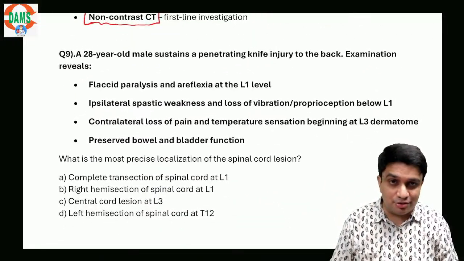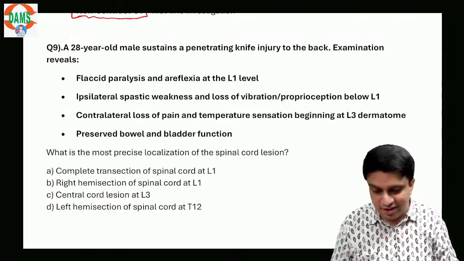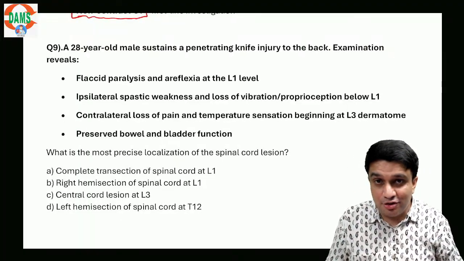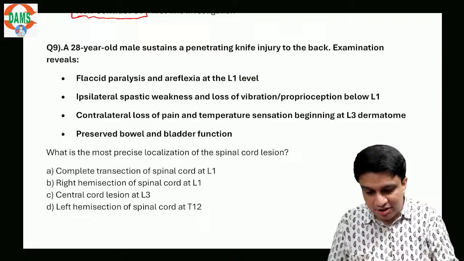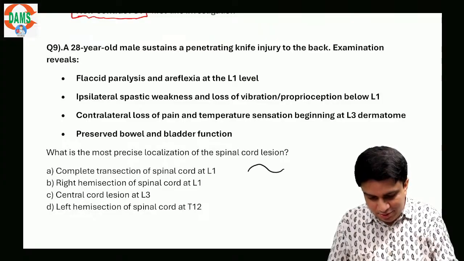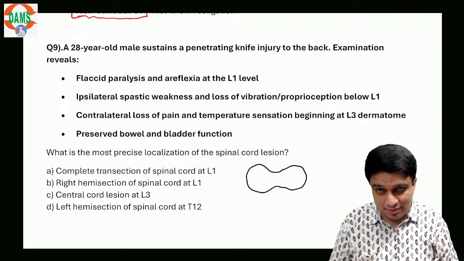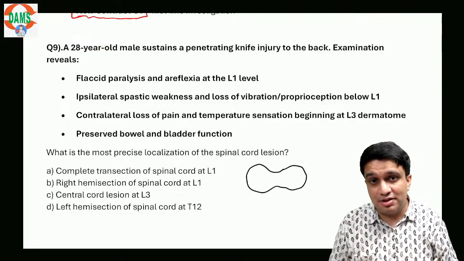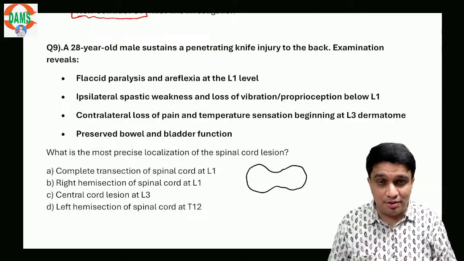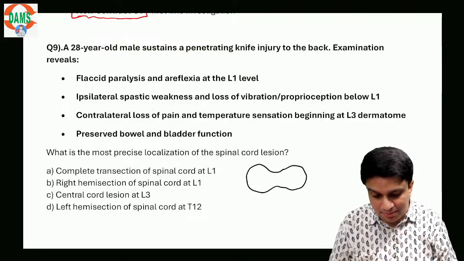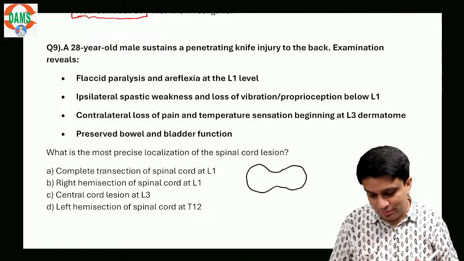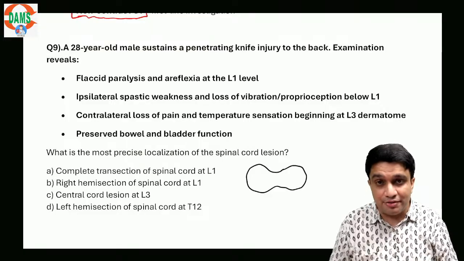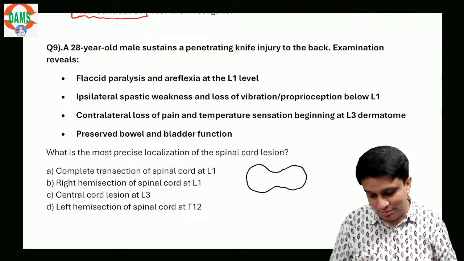Now comes the next question. A 28-year-old male sustains a penetrating knife injury to the back. Patient is having flaccid paraplegia and areflexia at the level of L1. Ipsilateral spastic weakness and loss of vibration below L1. Contralateral loss of pain and temperature at the L3 dermatome. Preserved bowel and bladder function. What is the precise location of the spinal cord lesion?